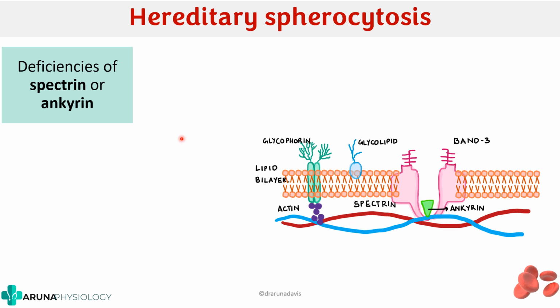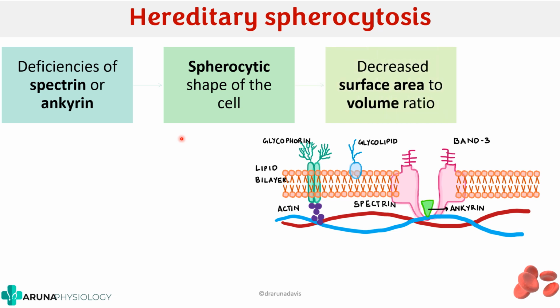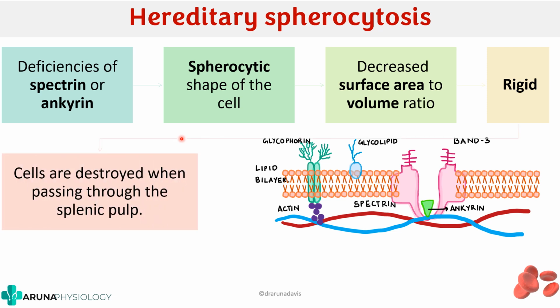The cell will be more spherocytic. It will be more spherical instead of the usual biconcave disc shape. Because of this, there will be a decreased surface area to volume ratio, and thus the cell will become more rigid. It is not as pliable and flexible as a biconcave disc shape. Thus, during circulation, the cells are destroyed, especially while passing through the splenic pulp, and you will have hemolysis.